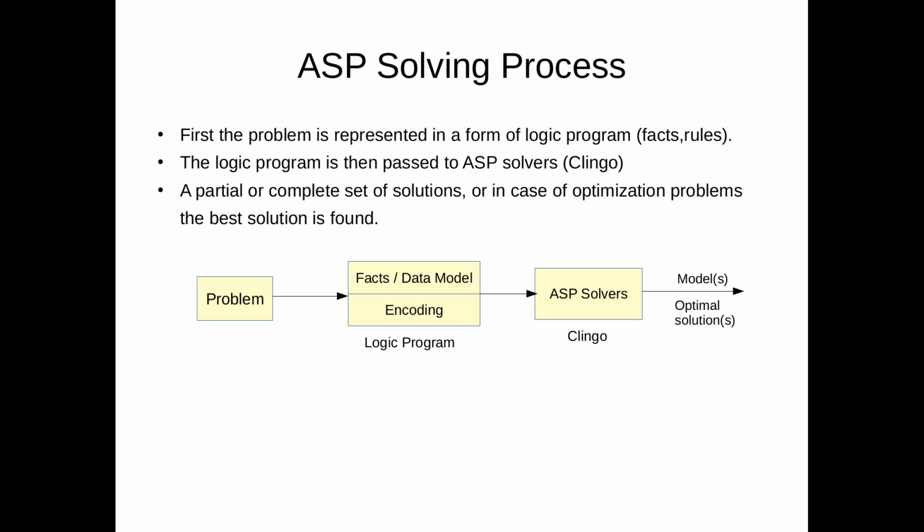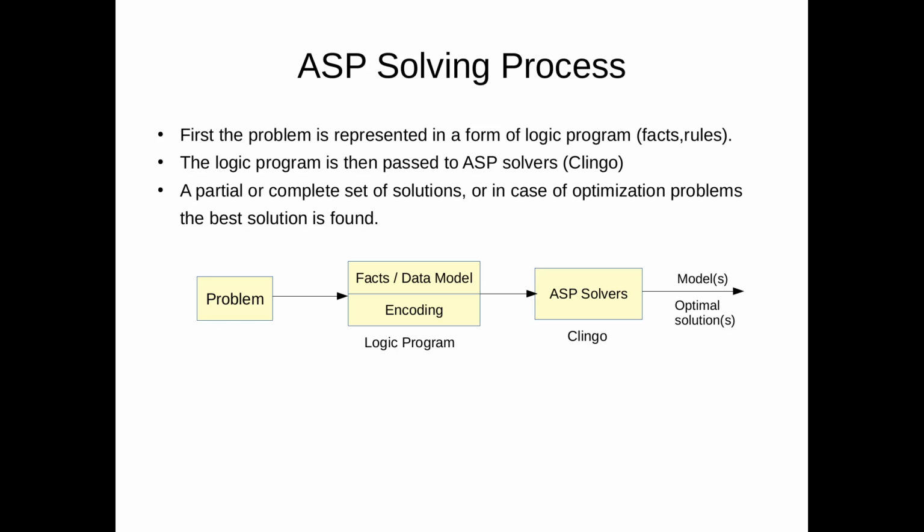And this logic program consists of two parts. The first part of that program is the problem data model. What are the facts about the problem? What is known about the problem? What do we know about this problem? And the second part is the problem class, which we call encoding, that takes those inputs and tries to reason with those inputs to produce a logical output.